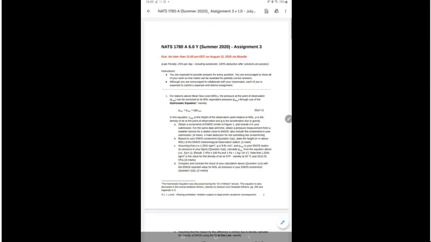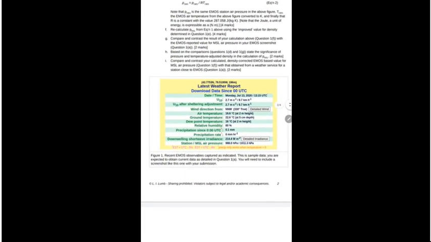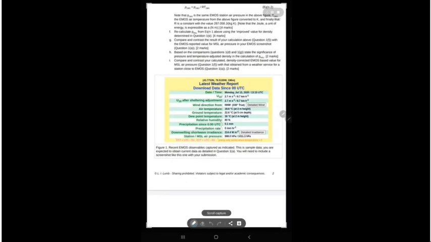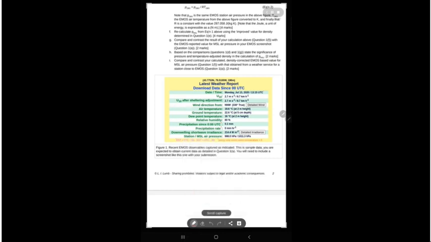And just to give you some perspective for this assignment. The big picture is that you are asked to get your own data from EMOS, and the key atmospheric observable that we're going to be working with is the air pressure. So you can see that down here. Let's have a look here. Maybe do that in some obnoxious color right here.